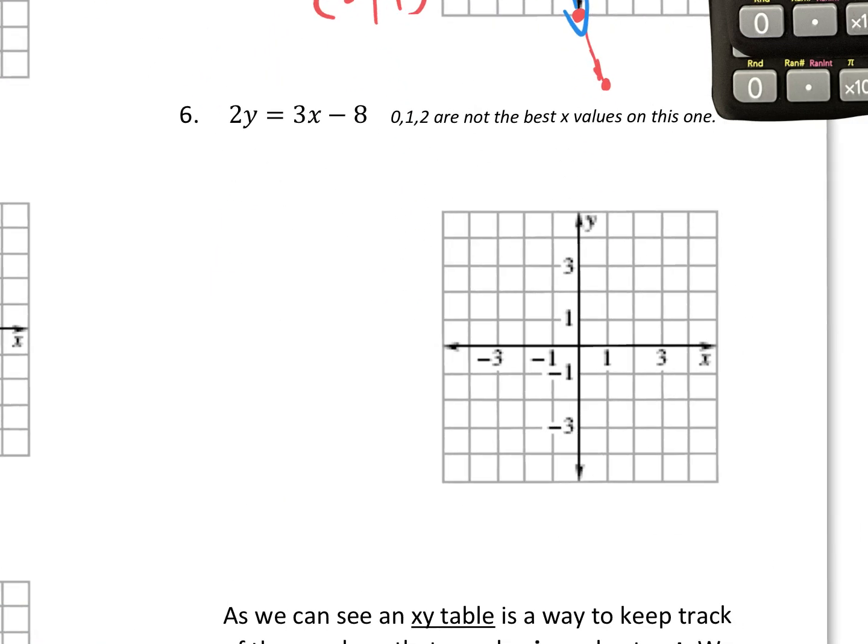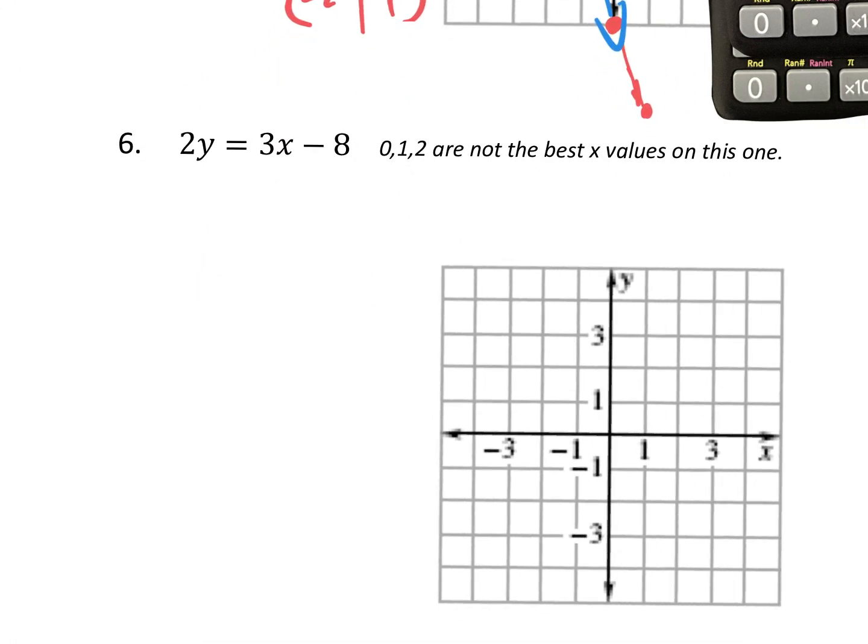Let's take a look at this next one. Here's another one where 0, 1, and 2 are not the best x values, okay? Let's get y by itself. You're going to get rid of that multiplication of 2 by dividing by 2, dividing by 2, dividing by 2. So you're going to have y equals 3 halves x minus 4. We now have it in function form.